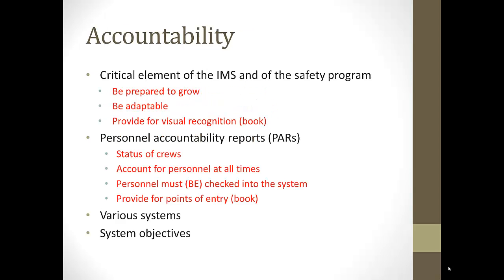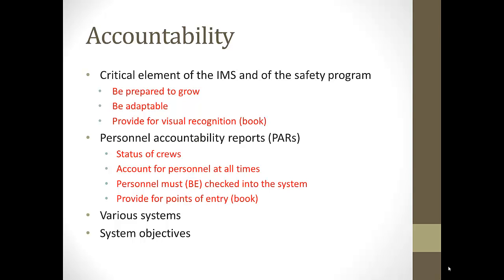Critical elements of the incident management system of the safety program. So for your safety officer, you need to be prepared for this incident to grow. Some incidents are going to get bigger, if we call a second alarm. Can you handle that whole second alarm with one safety officer? Probably not. So be prepared to grow, get some help. Tell the incident commander, if you call that second, I need to get some people to help me. Be adaptable. Every incident is different. You need to be adaptable.